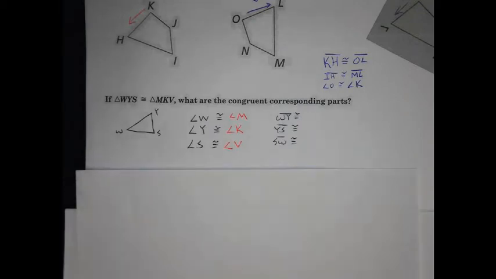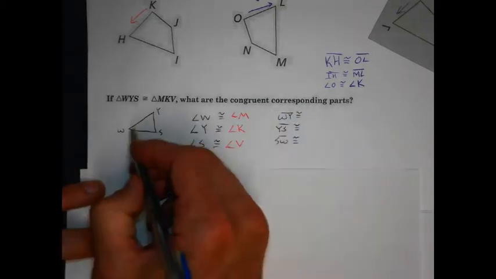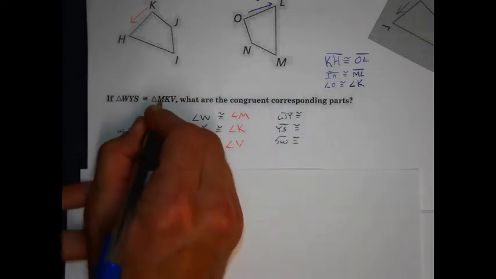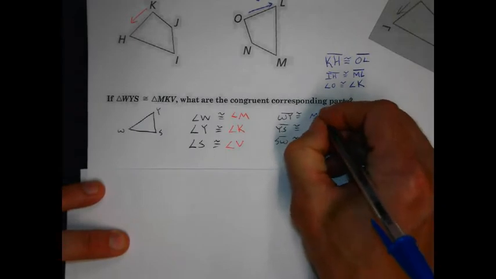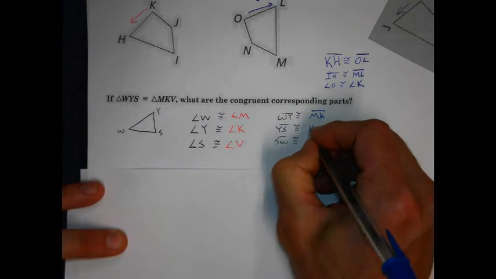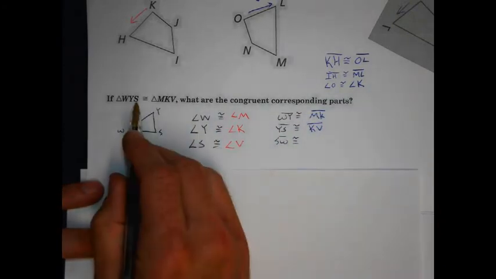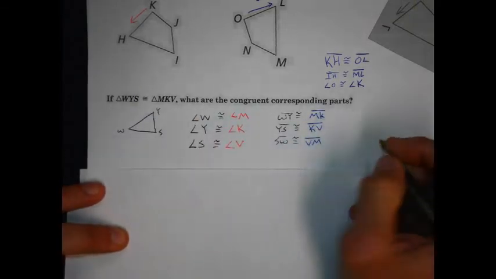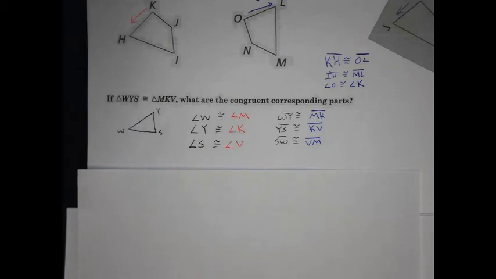Same thing works with the segments. Here we have segment YW. We know we read it this way, but without looking at the picture, what's going to correspond? MK. Boom. YS corresponds to segment KV. Boom. And then segment SW corresponds to segment VM. Boom. So we can work on corresponding parts that way. You can draw pictures, you can use pictures, or you can find your way to cheat. Either way, that's how we find congruent parts. So we're all good on finding congruent parts.